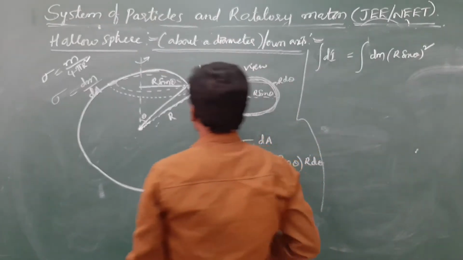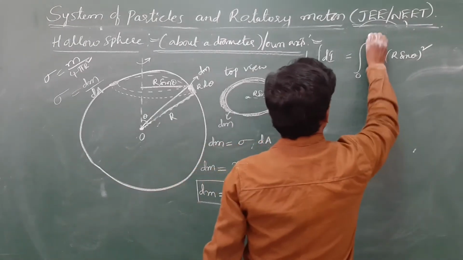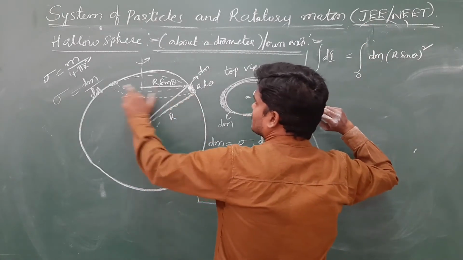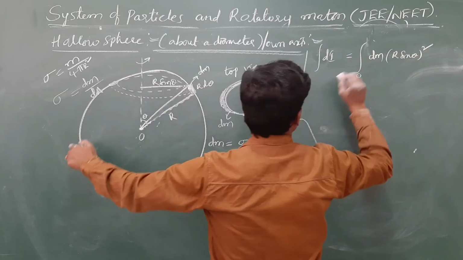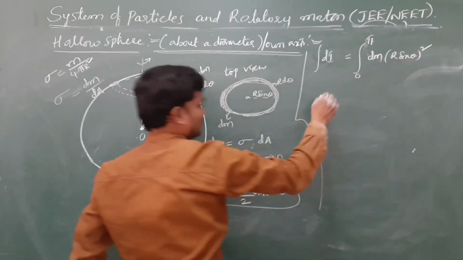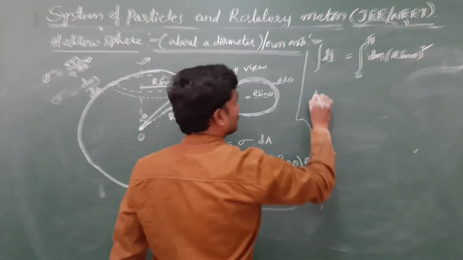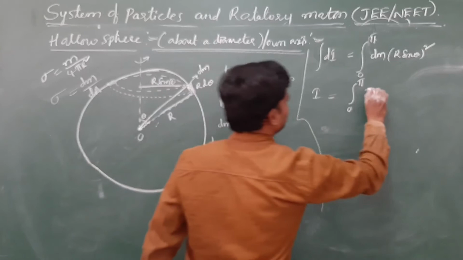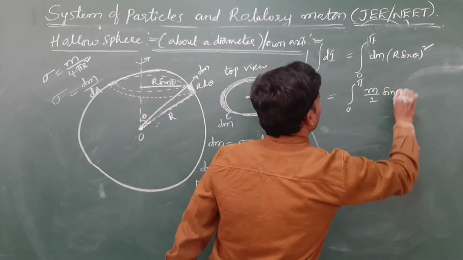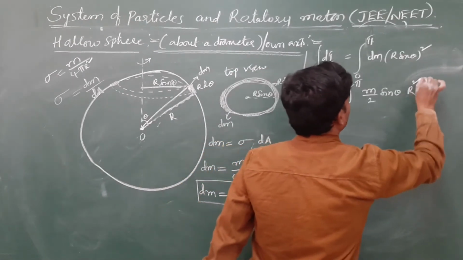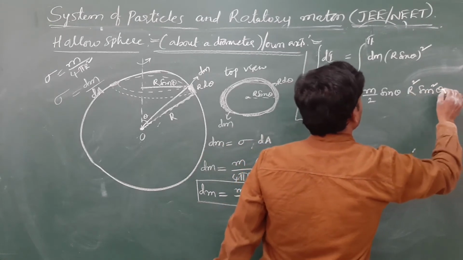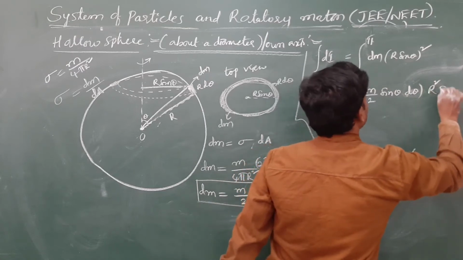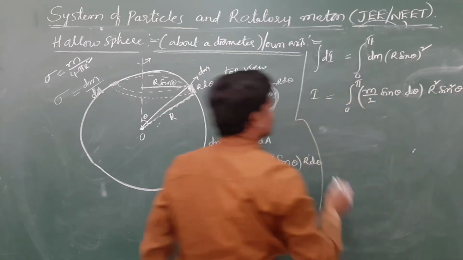And the limits: if I take the right side part, the left side part also gets covered. So from here to here, the limits are 0 to pi because d theta is there. So I is equal to the integral from 0 to pi. What is dm? M by 2 sin theta d theta, times r square sin square theta.